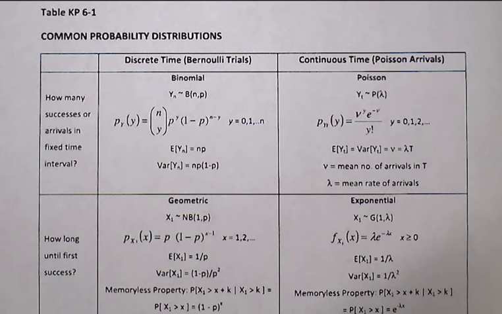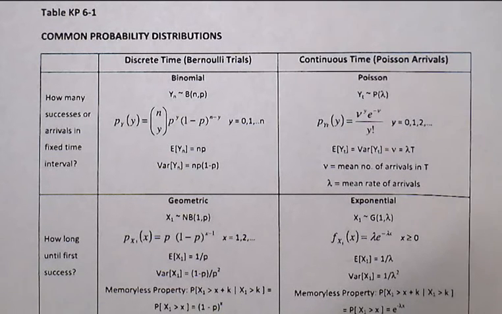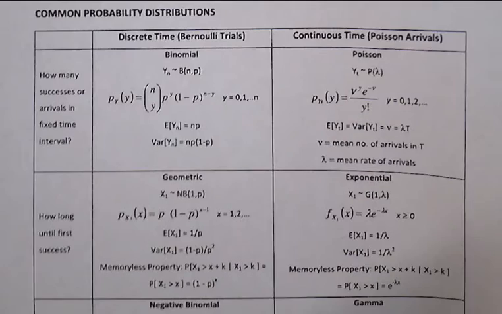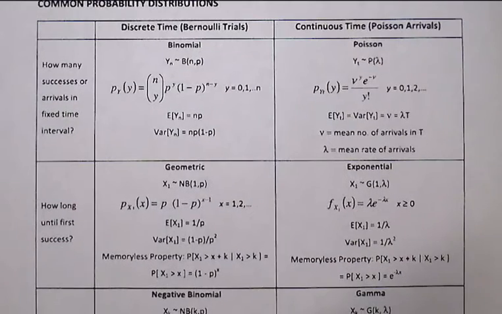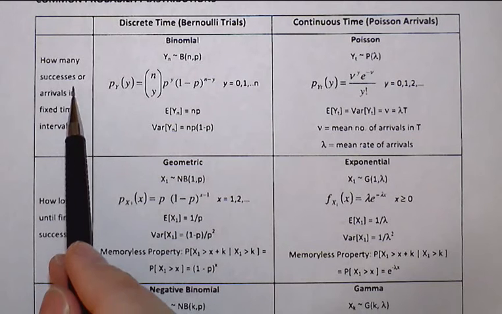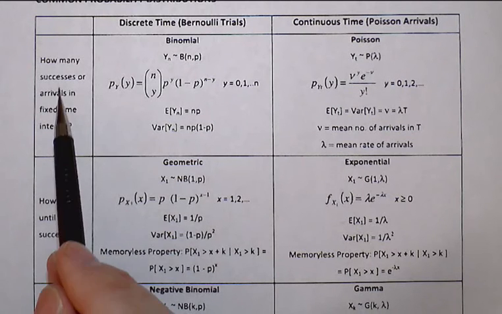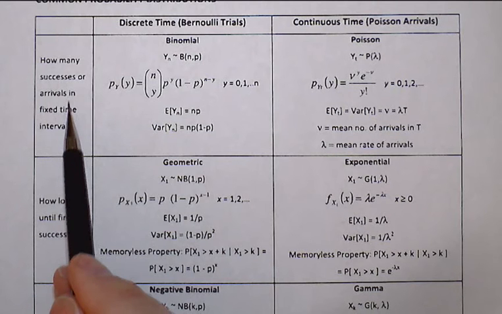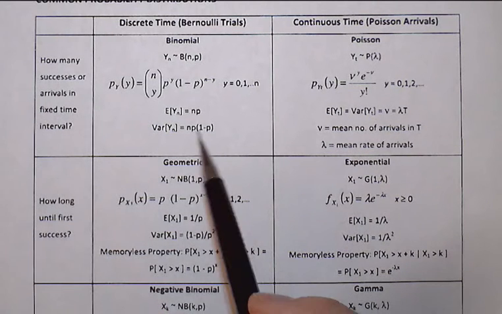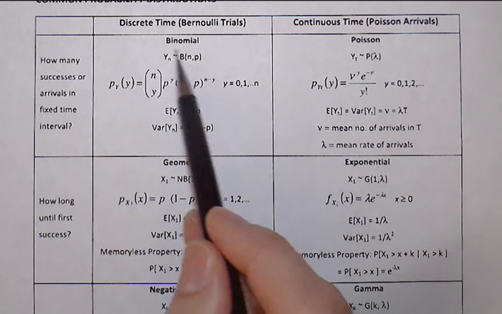They certainly are not all of the commonly used ones, but they're organized here because of the relationship between the discrete space and the continuous space. For instance, if we're interested in how many successes or arrivals there are in a fixed time interval, that's how many, not the time until the first, but how many in a fixed time interval. When time is discrete, then we get this binomial distribution.